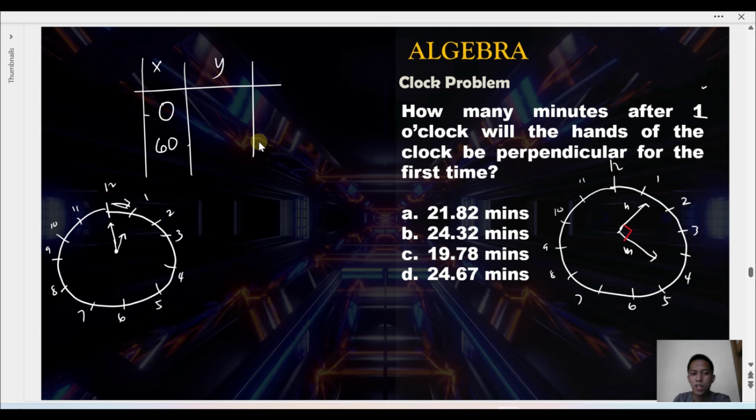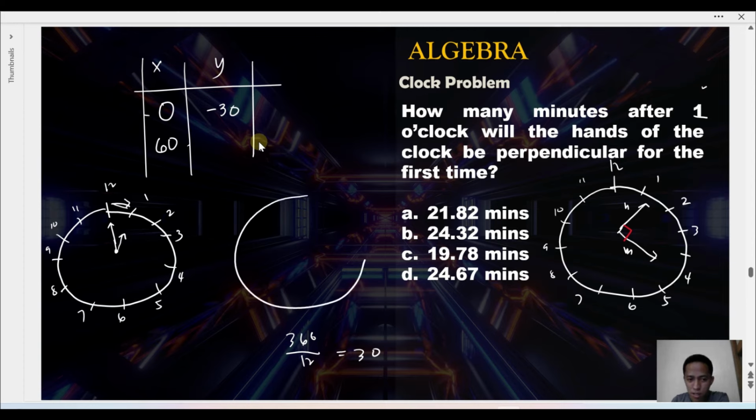Why negative 30? Since we have 12 dials there and the whole rotation or revolution is 360, 360 divided by 12 is 30. Since our minute hand lags behind the hour hand, this is angle negative 30. The angle is negative since the hour hand is ahead. Okay?